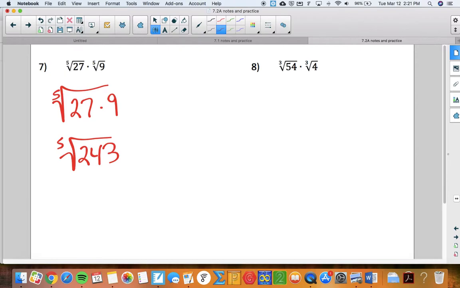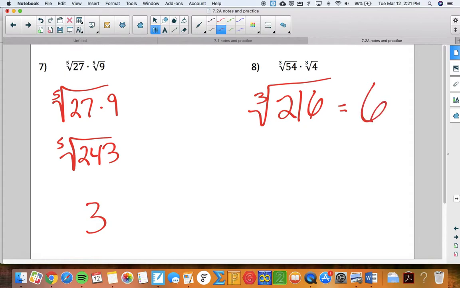Which is approximately 3. 3 to the 5th power is 243. Who knew? Same deal here. This is really the 3rd root of whatever 54 times 4 is, which is 216. Now that one I was kind of starting to do some math, and I'm like, well, something times itself 3 times, it's got to be 216. And it is. It's 6. How's that for excitement?